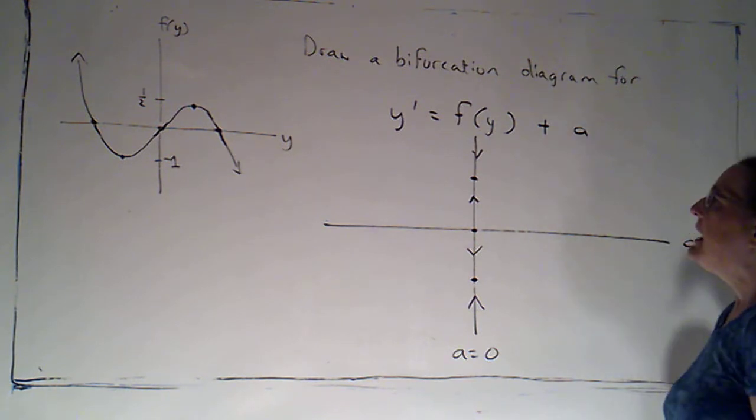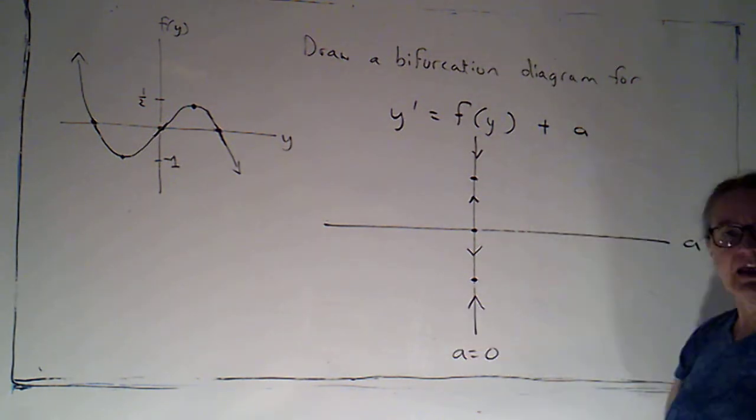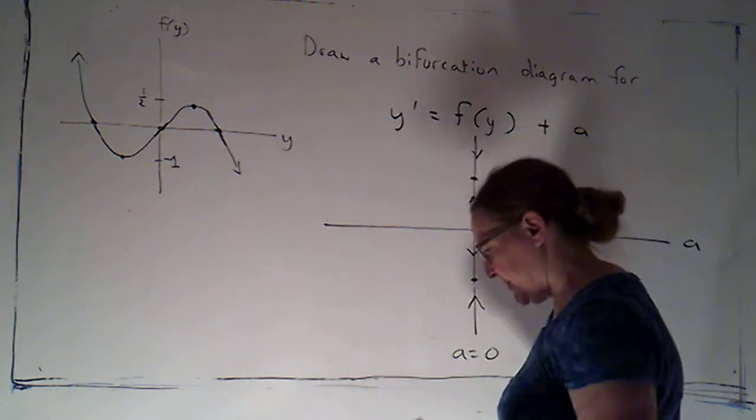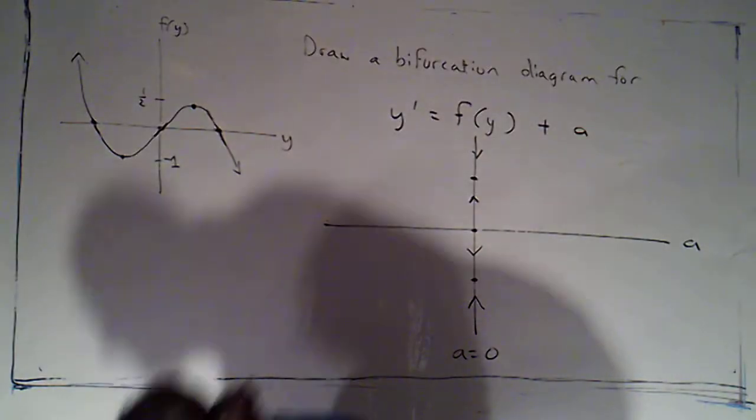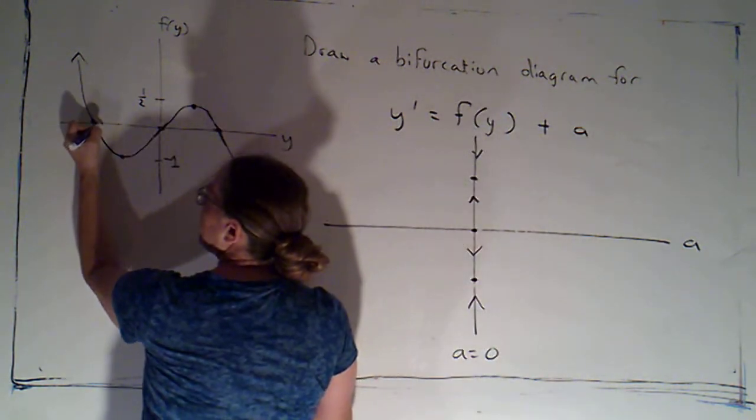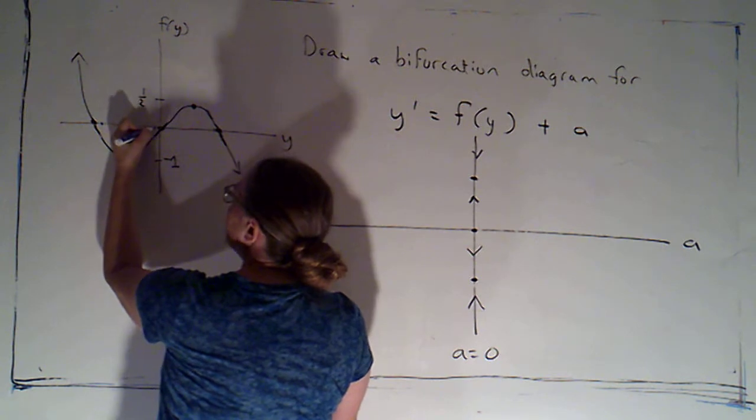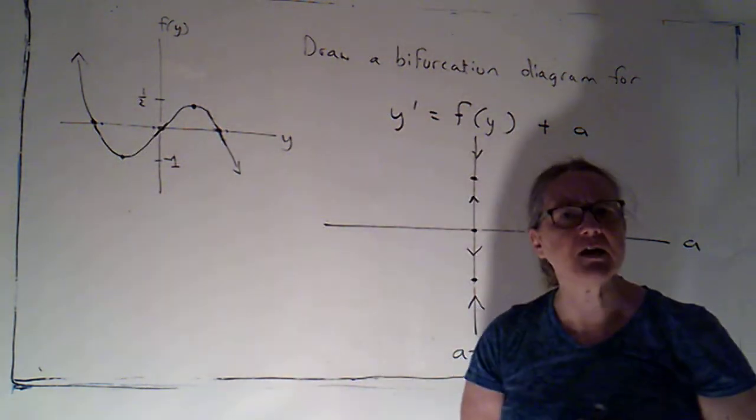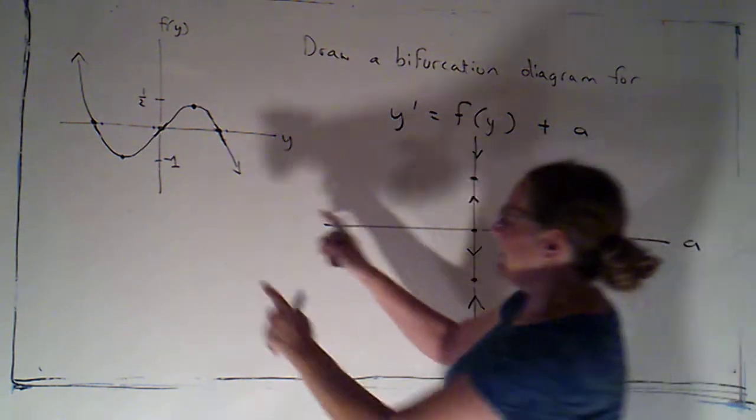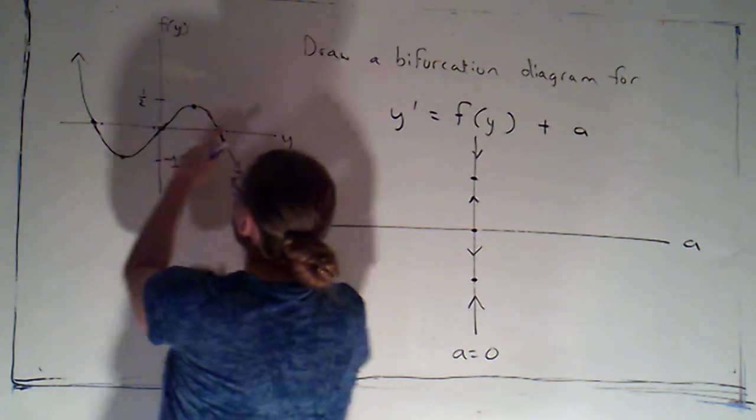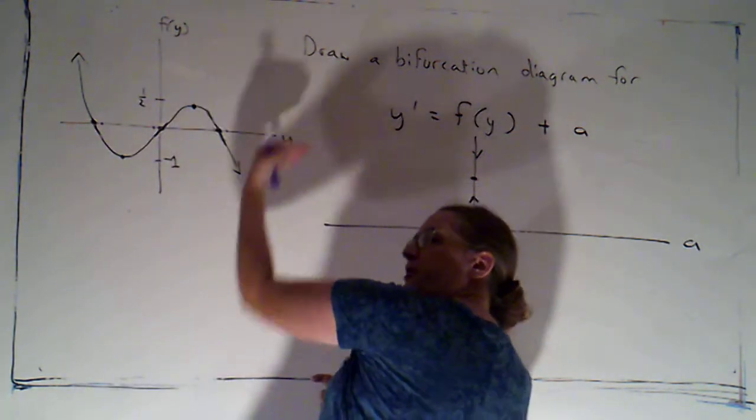Okay. Let's take a look at positive a values first. If a is positive, I'm going to be shifting this graph up. Now if I shift this graph up just a little bit, what's going to happen is a point here would move up here, a point here would move up here, a point here would move up here. I'd still have 3 equilibrium solutions. These 2 would just be moving closer together over here, and this one would be moving farther to the right.